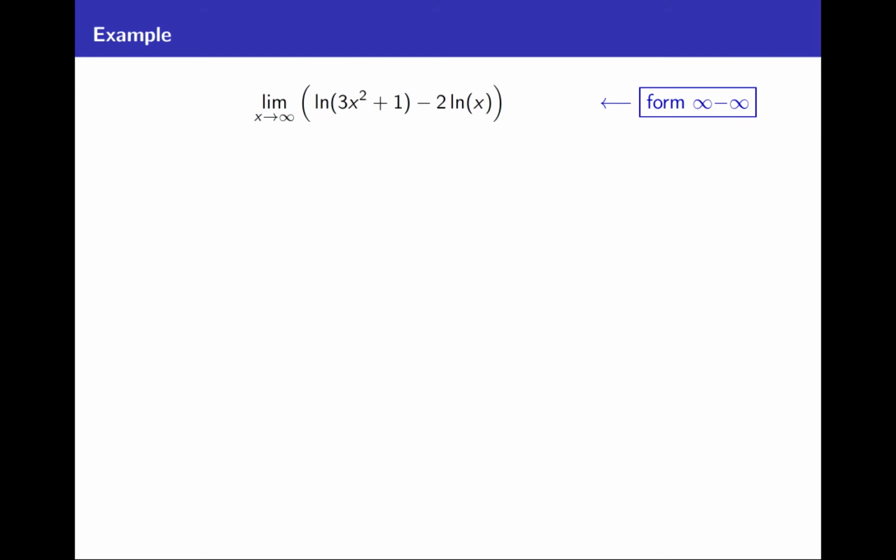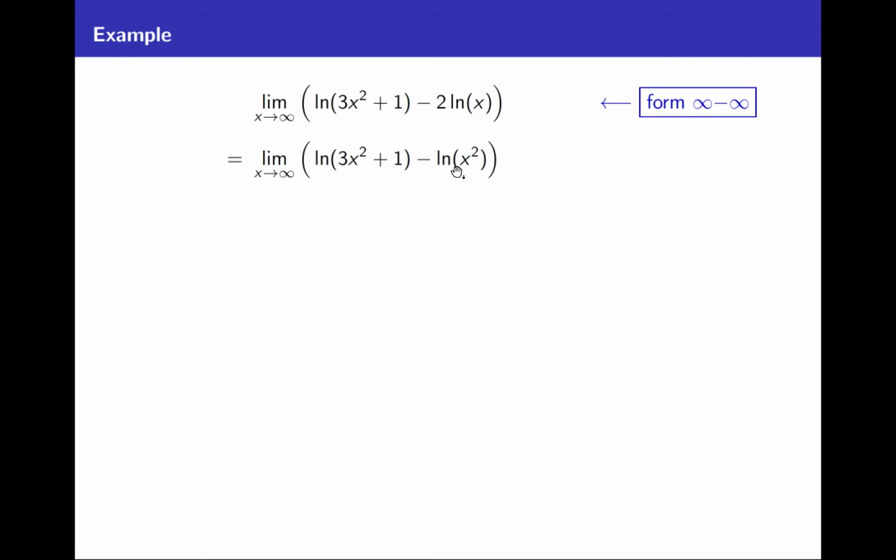And remember our strategy for doing limits of the form infinity minus infinity. We want to combine these two terms into a single term. Now, last time we got a common denominator. I don't think that's going to work this time, because these are logarithms. Let's look at this. Well, one thing we could do, this 2 times ln x, that 2 could come up as a power of x. So we get limit as x goes to infinity, ln of 3x squared plus 1 minus ln of x squared.